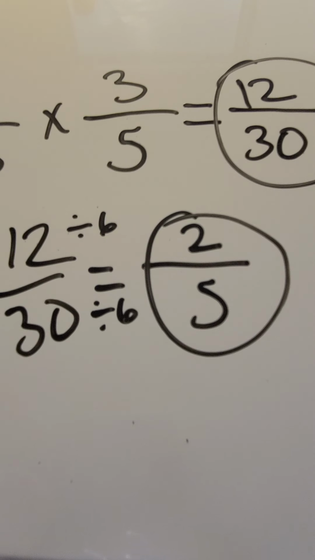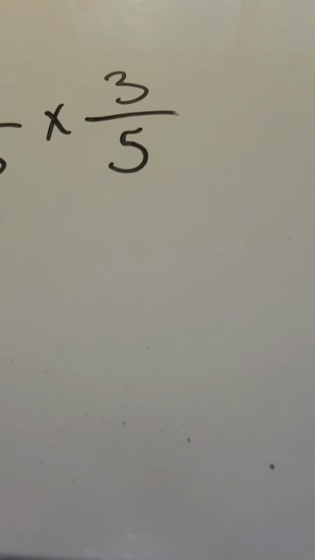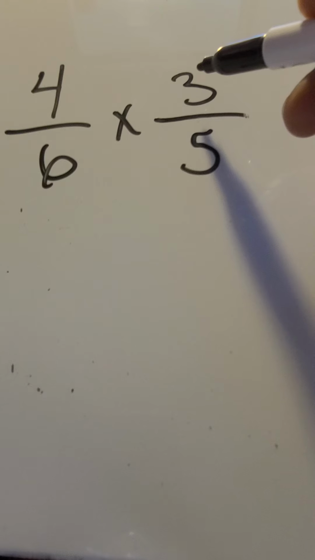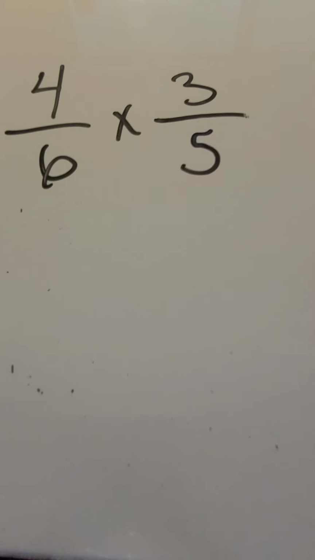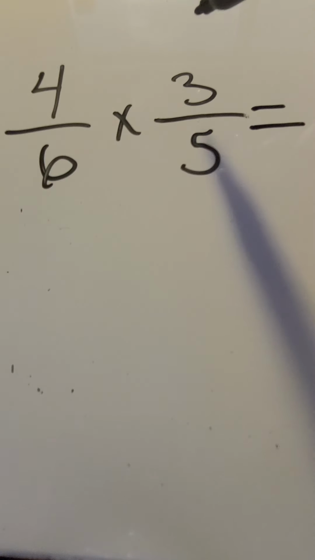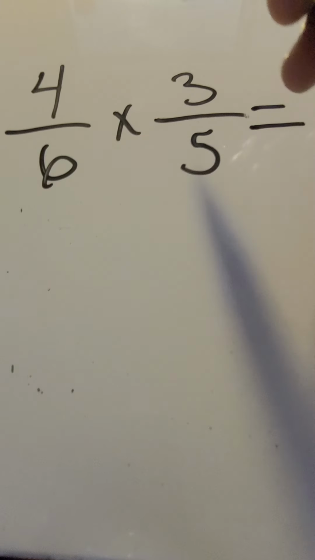Here's another way we could have gotten this answer. Let's erase this. Now we have 4 over 6 times 3/5. Now we can actually break down this expression before we even get to the answer. So what we want to do is we're going to cross divide.